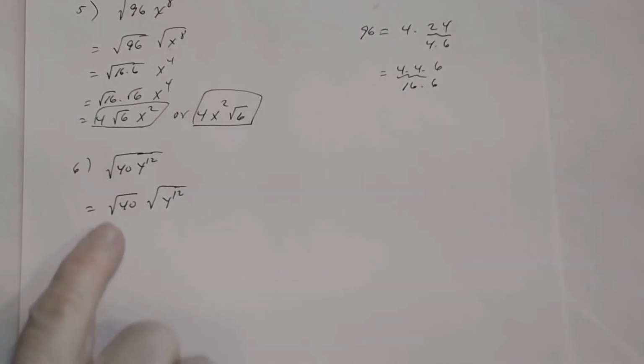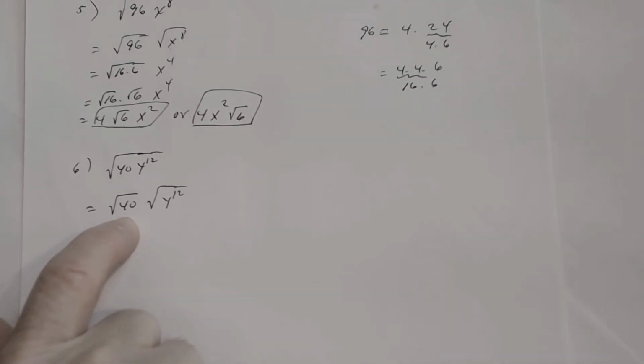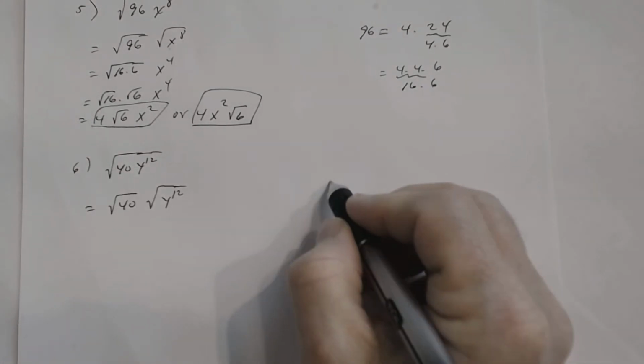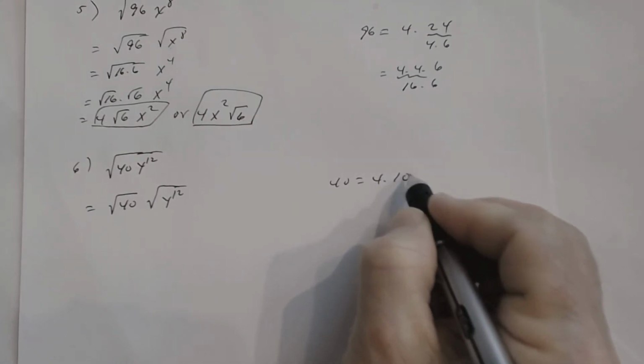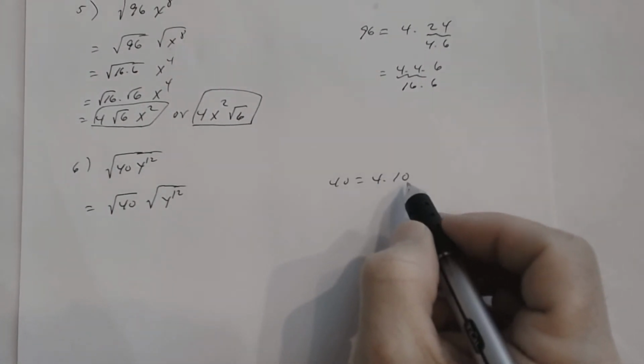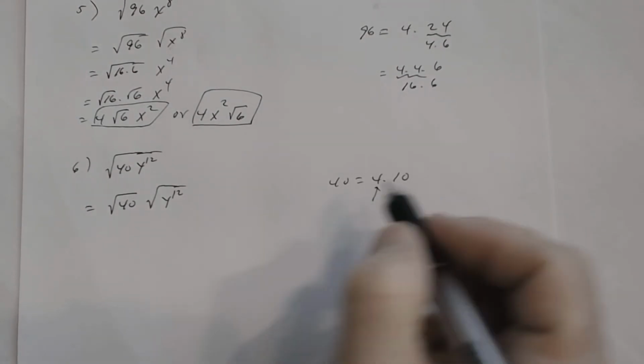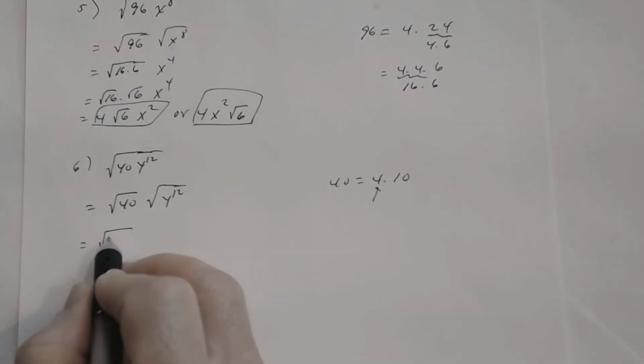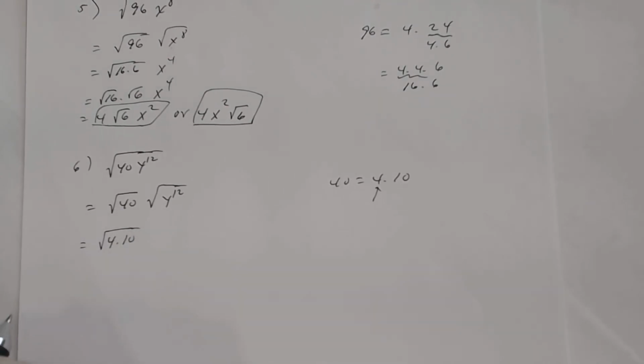So 40 is not a perfect square, but is there a perfect square that goes into 40? Well, yeah, the perfect square of 4 goes into 40. So I know that 40 is 4 times 10. And is there a perfect square other than one that goes into 10? No. So therefore 4 is the largest. So I'm going to rewrite this as the square root of 4 times 10, right?